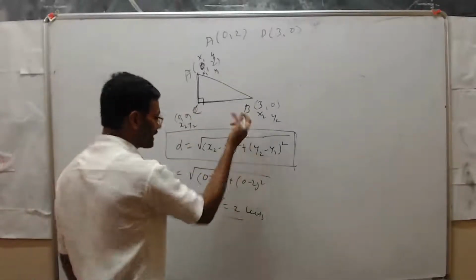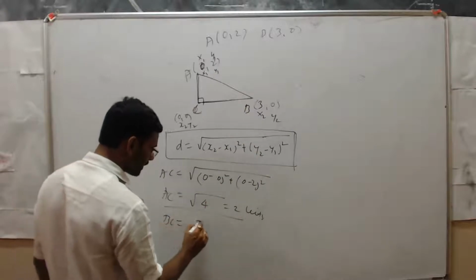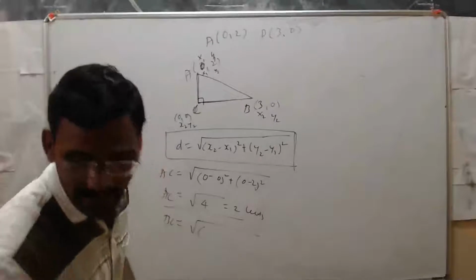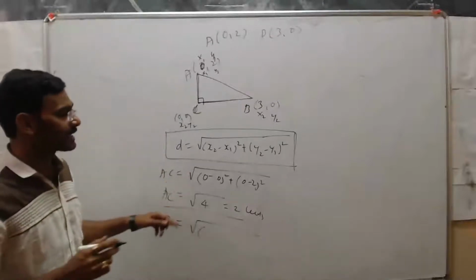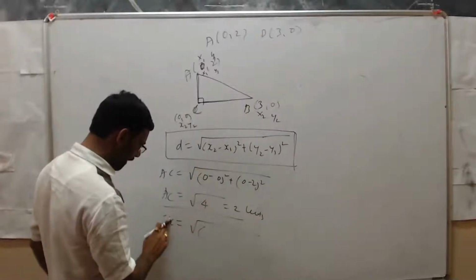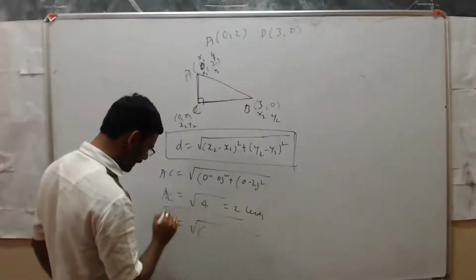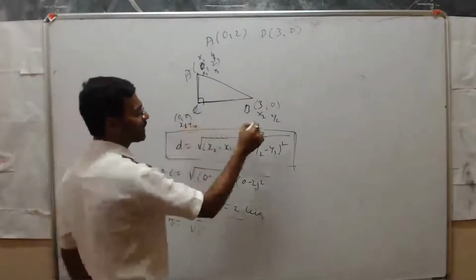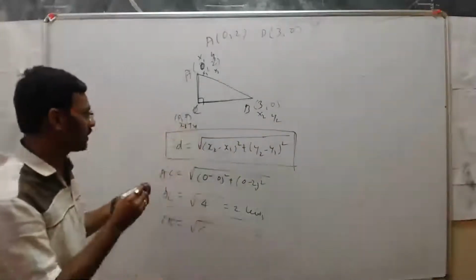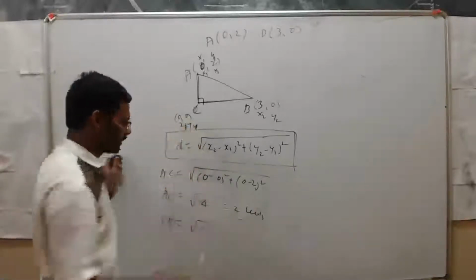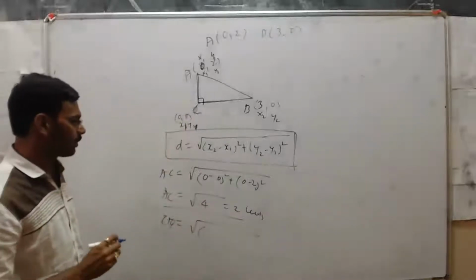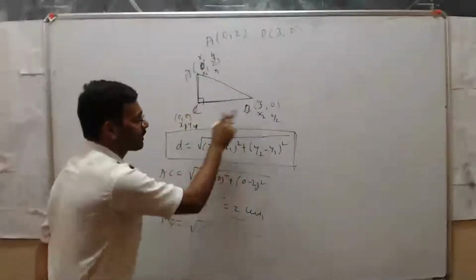Next, distance of BC. Again the same formula. How can we find the distance? Distance of BC or CB, both are the same. Okay, CB. Distance of CB means it is considered as x1 y1, and this is x2 y2.